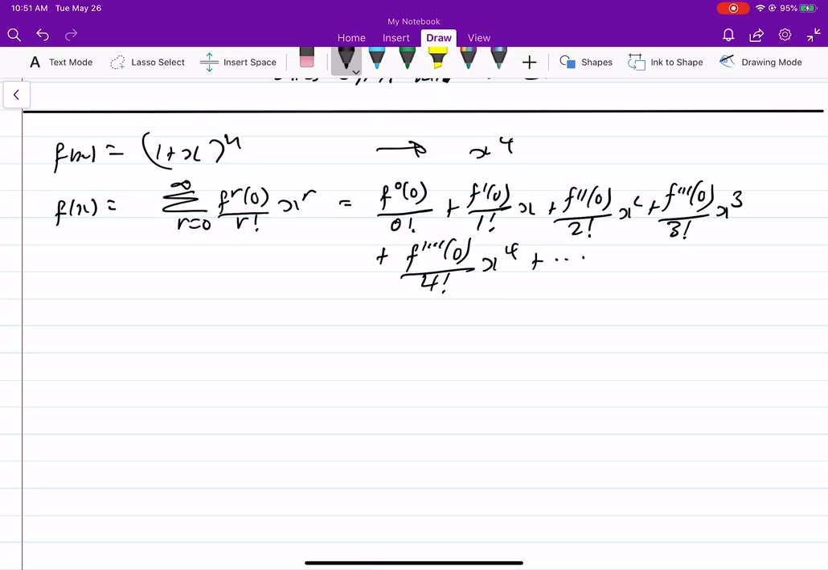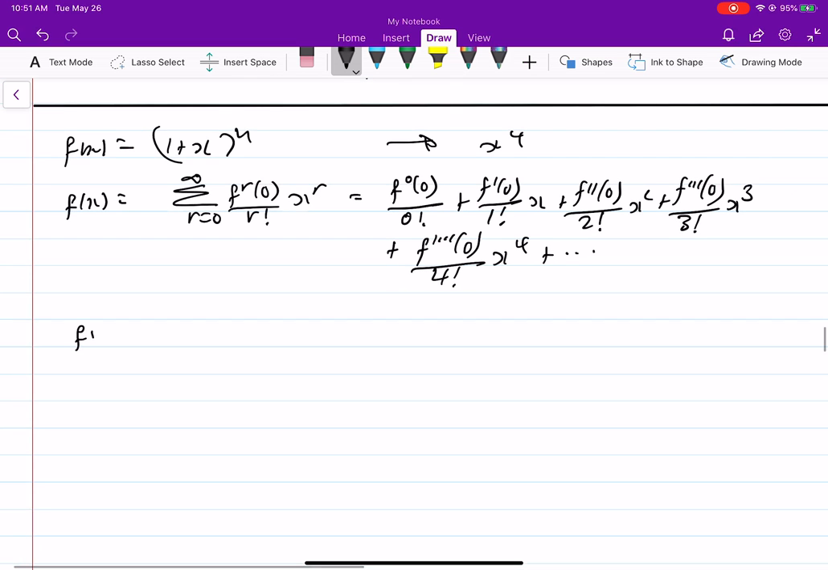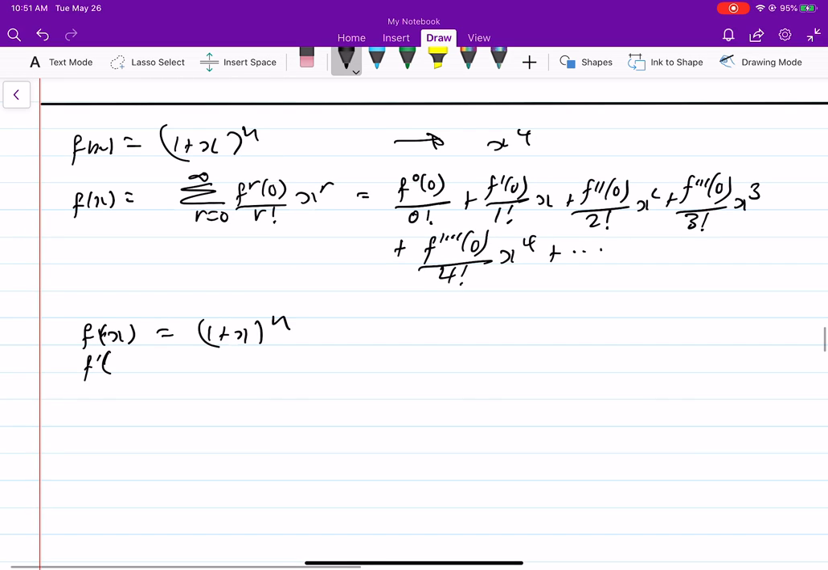Okay, so we've got to differentiate this thing 4 times. F of x is equal to 1 plus x to the n. This looks like continuous use of the chain rule. F prime of x is equal to n into 1 plus x to the n minus 1 times 1, which is just n times 1 plus x to the n minus 1. F double prime of x, drop the power again, n into n minus 1 times 1 plus x to the n minus 2.